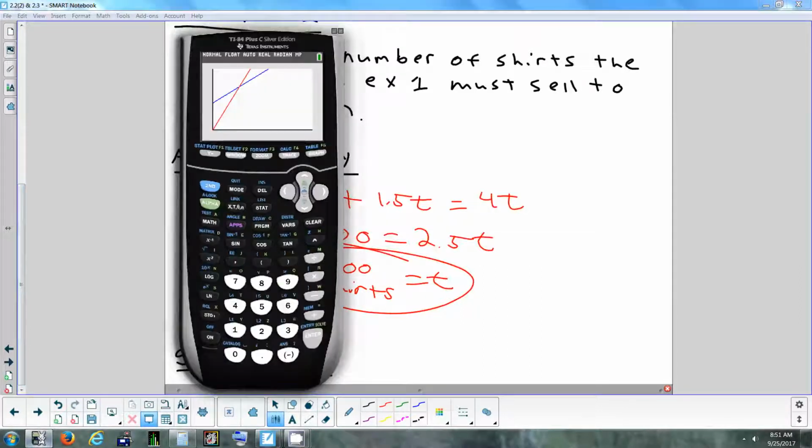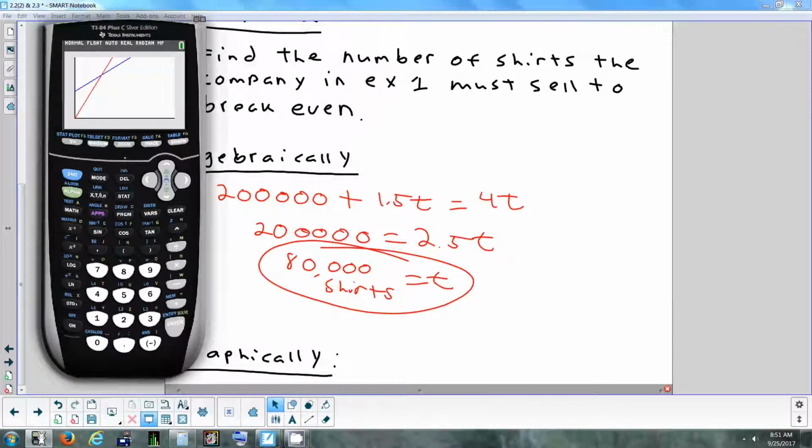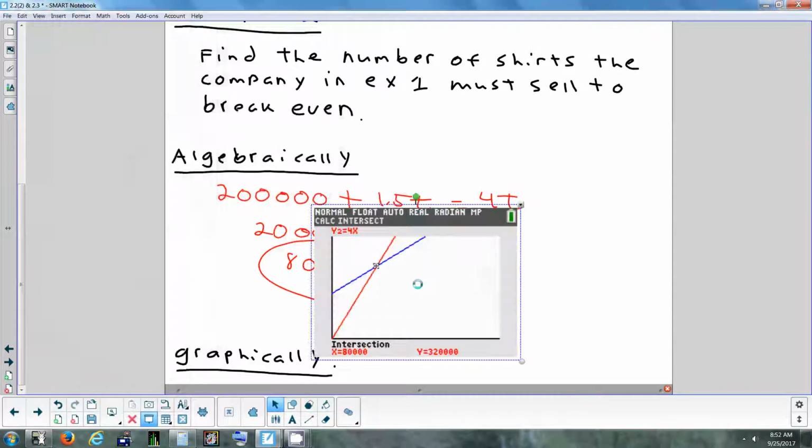Okay, how about graphically? I think we've done it before, but does anybody remember the buttons I need to press to do this? Caleb? Second calc and then intersect. Second calc, intersect. And then what do I do from there? You want to select a point on the blue line. Got it. A point on the red line. Okay, I know I'm on the red line somewhere because I can see it's red. And then what about my guess? It doesn't matter. Right, so that's how you do it graphically.